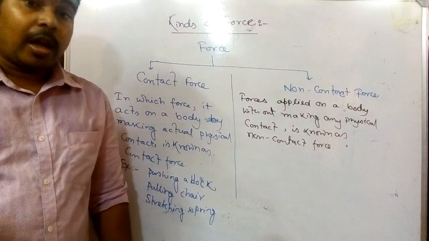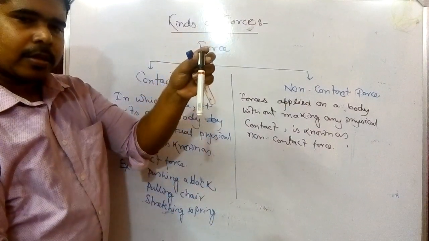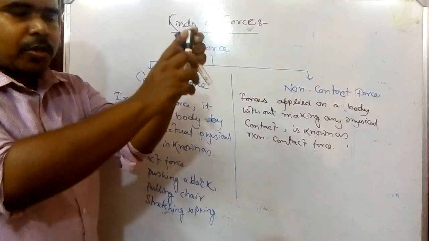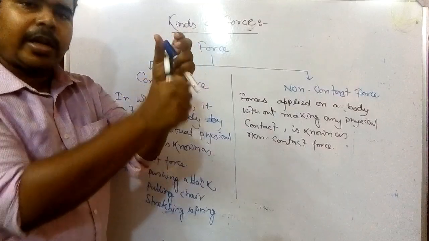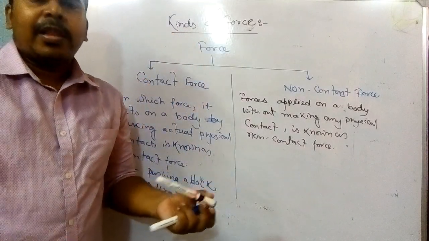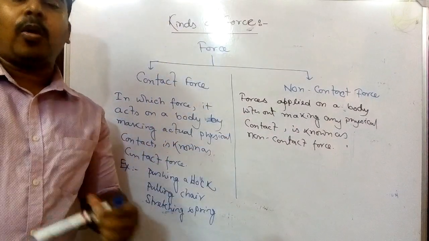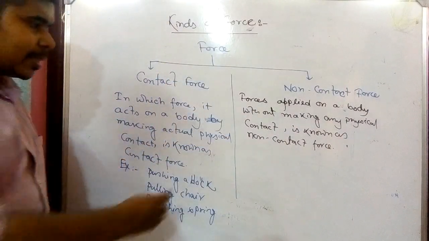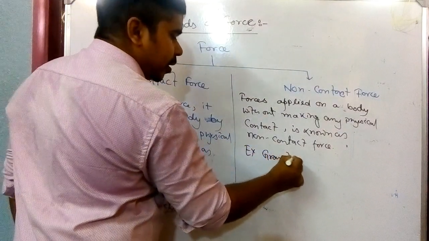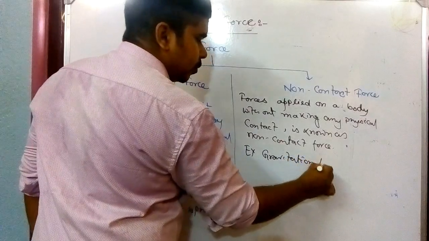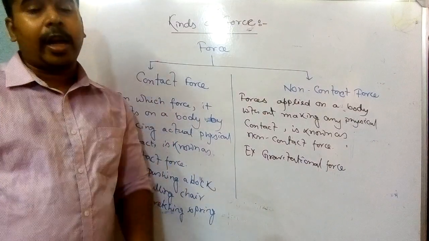Now I'm asking you, is there any contact between the pen and the surface of the earth? Is someone pulling the pen? Has some invisible hand come and taken it to the ground? No. There is no connection, nothing else, but still the pen is coming downward due to a force. So number one example is gravitational force. Definitely, it is a non-contact force.